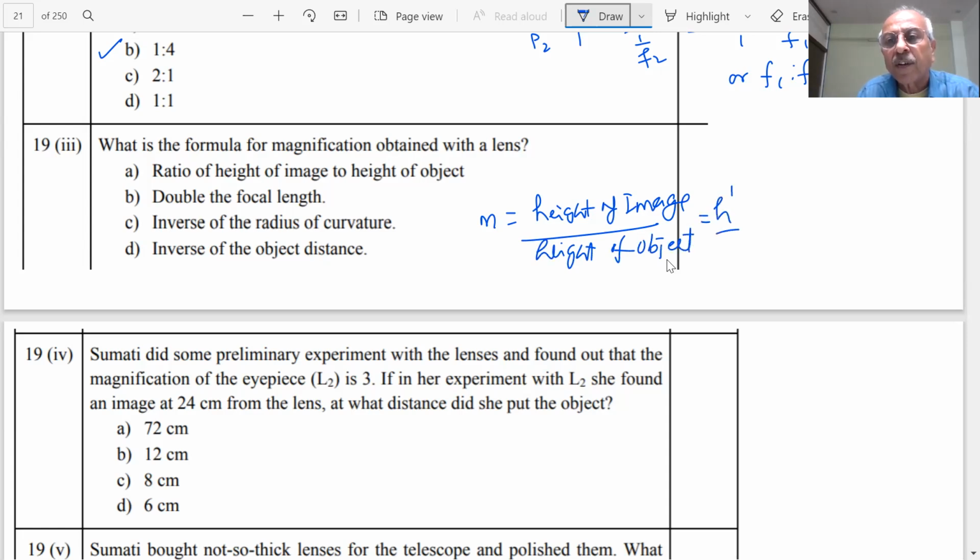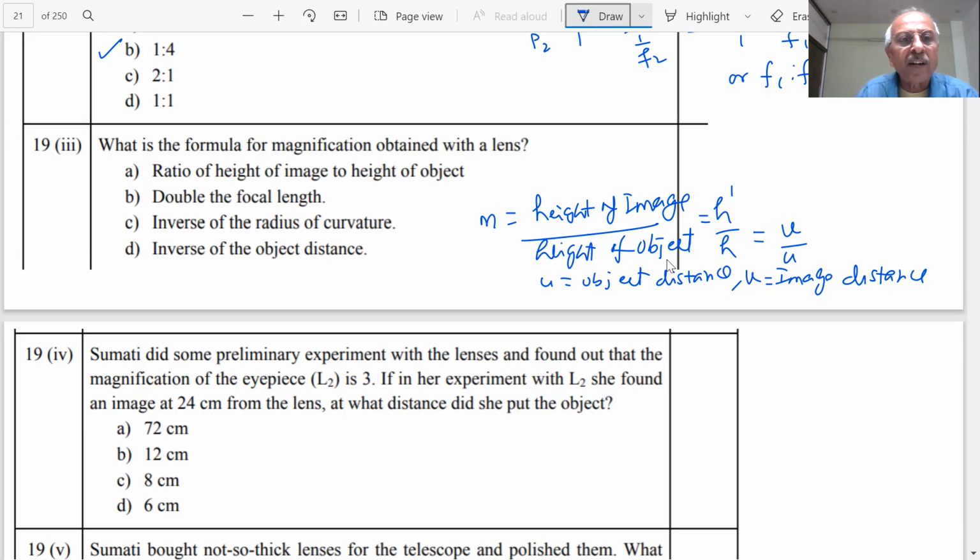So h dash, the height of the image divided by the height of the object, is also equal to V by U. That is, magnification is also equal to V by U, where U is the object distance and V is the image distance, students.